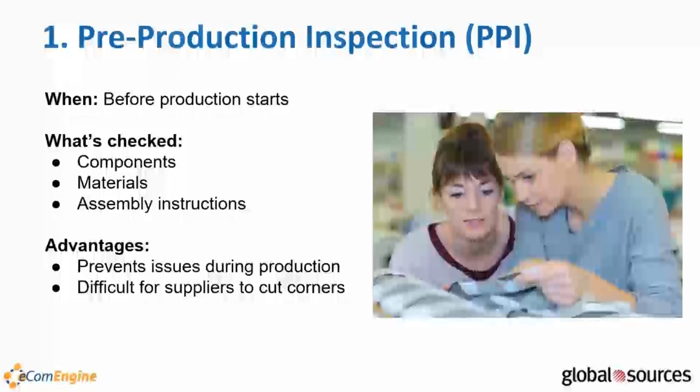Assembly instructions are also checked to make sure that product specifications can be met using the assembly procedure to be followed by the supplier. So this type of inspection prevents issues during production, and it makes it difficult for suppliers to cut corners because using substandard materials or components is the most common way that suppliers cut corners.